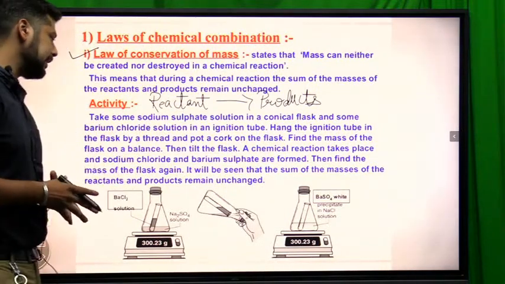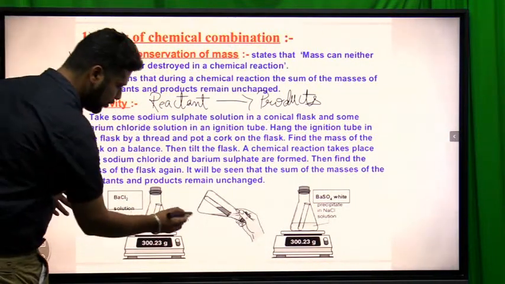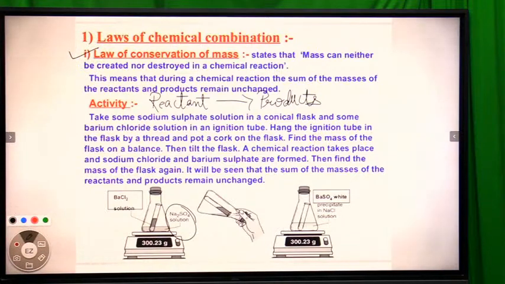Suppose there is a chemical reaction taking place, like in this activity. We have taken some sodium sulfate solution in a conical flask and some barium chloride, BaCl2, solution in an ignition tube. We have hung the ignition tube in the flask by a thread and put a cork on the flask. Find the mass of the flask on a balance. Then tilt the flask, and a chemical reaction takes place and sodium chloride and barium sulfate are formed. Then find the mass of the flask again. It will be seen that the sum of masses of the reactants and products remains unchanged.